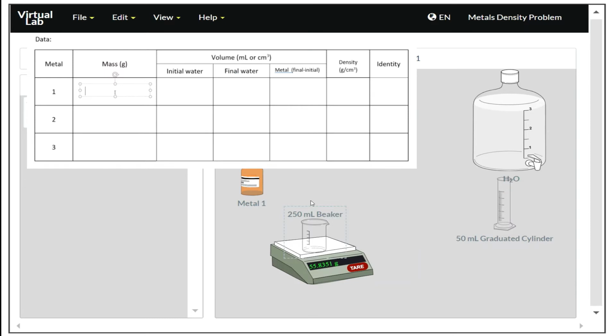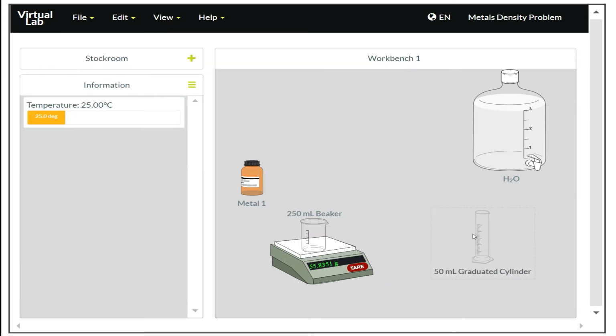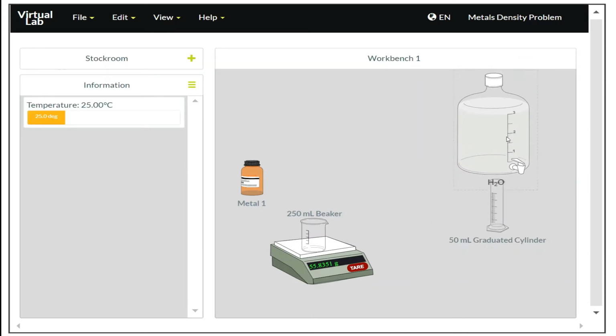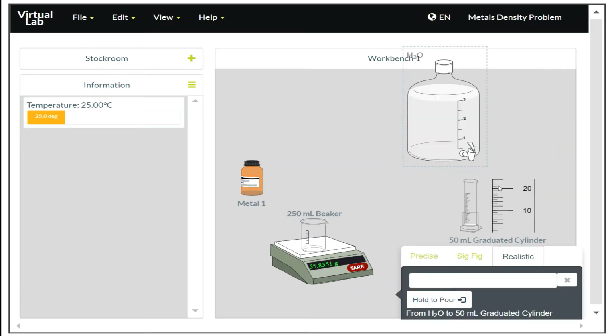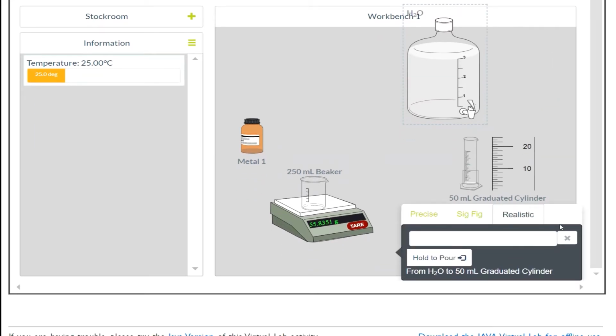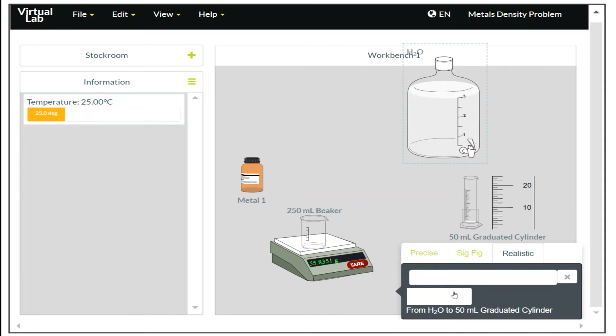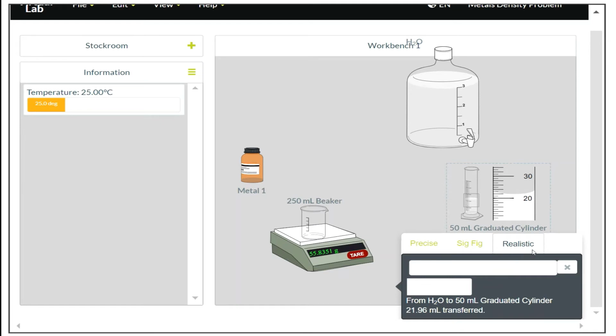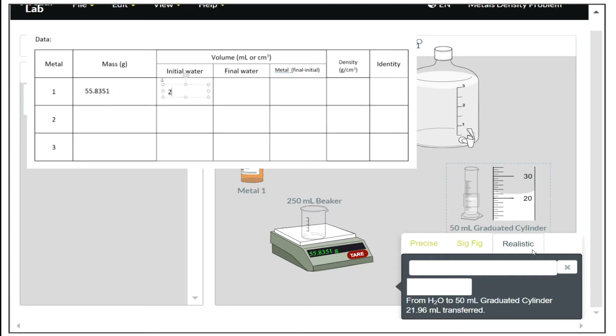Do not forget to record the mass specified by the scale, which is 55.8351 gram, into the table. Next step, add some amount of distilled water into a 50 ml graduated cylinder and record the initial reading, which is 21.96 milliliter, into the table.